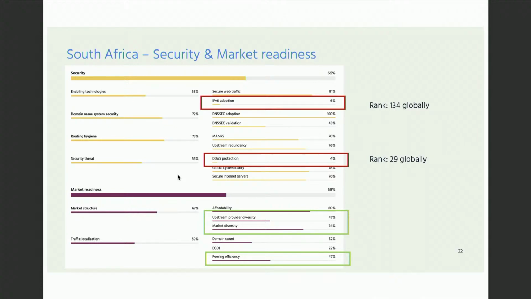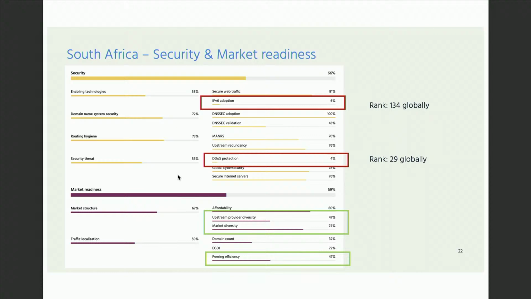If we look at the security and market readiness component of South Africa, IPv6 adoption is very low as compared to other countries in the world. Why is that the case? Guys, what are you doing with the IPv6? I think it's high time for you to make it happen.